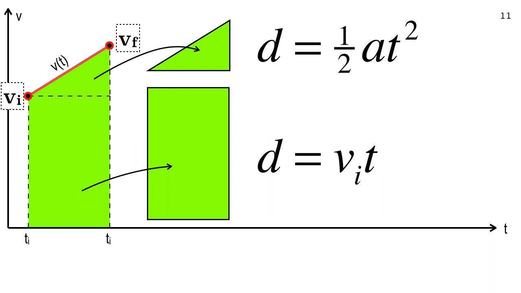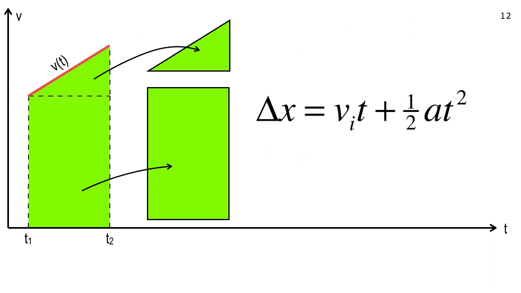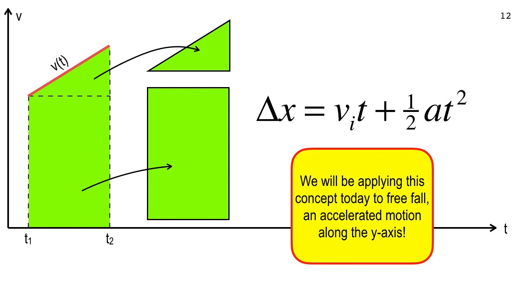So really, the amount of distance that you acquire, you can put these two polygon formulas together. Here's what it looks like. The change in the x-coordinate, if this is the x-axis motion, is VIT, that's the distance rectangle, plus a little bit of distance triangle action, 1/2 AT squared. Now, this is getting to be a little bit fancy, and we're going to be applying this concept today to free fall.